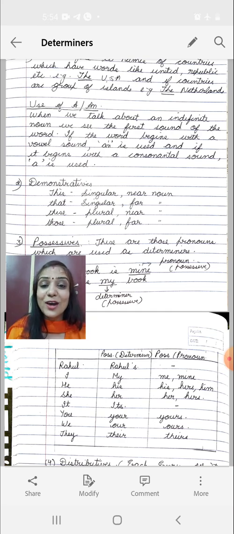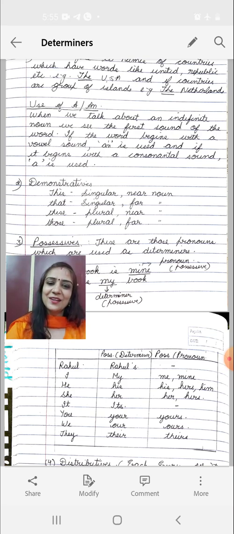I'll say a 1 rupee coin because the sound that comes is v. And in case of this, it's a consonantal sound. So I'll use what? A 1 rupee coin, a university. If I'm talking about a particular, I'll say the universities. First of all, I have to see the word. That is the most important thing in case of an article.